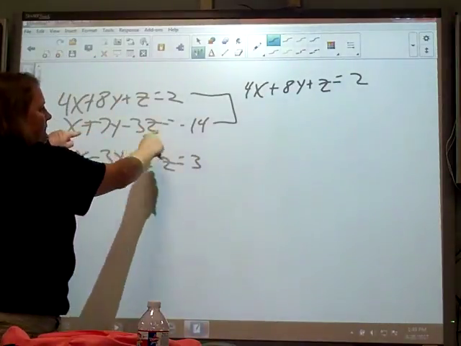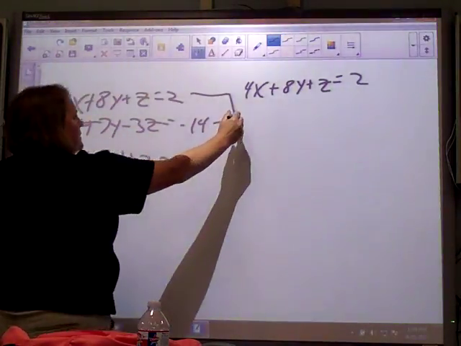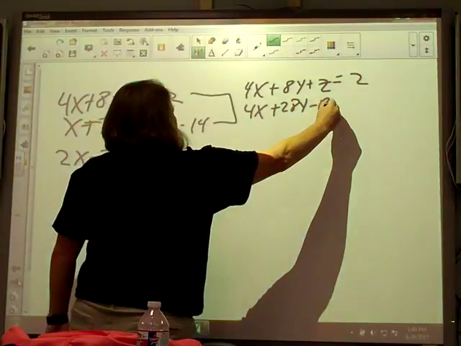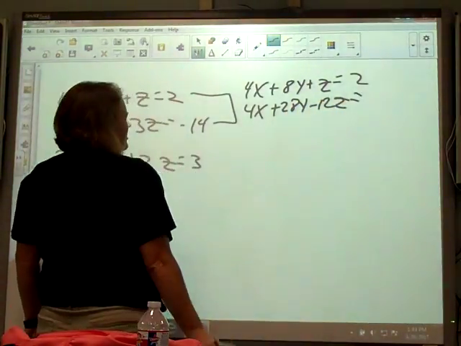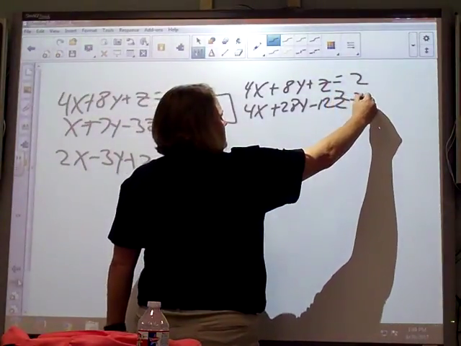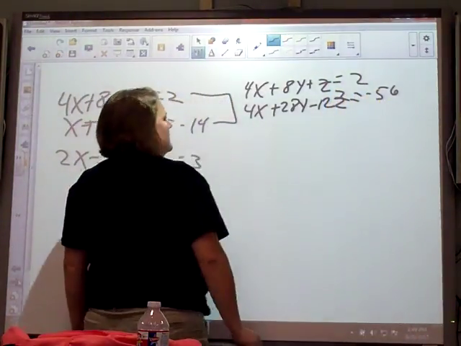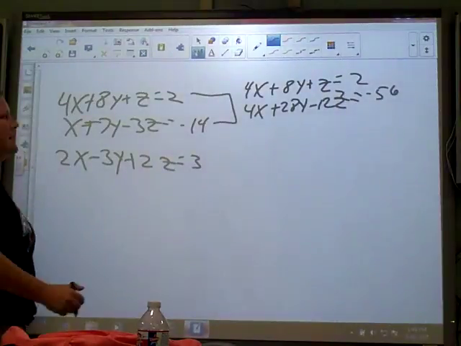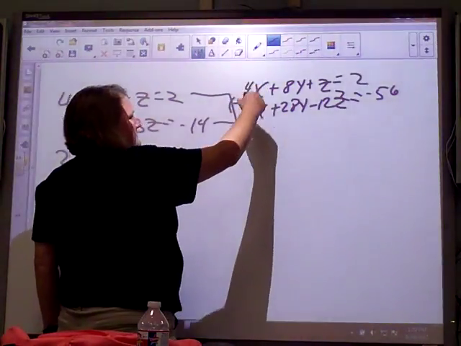Now we're distributing a 4 to this whole thing. 4x plus 28y minus 12z is equal to negative 56. Is that right? Yeah. Thank you, checker. Okay, my 4x's are same sign, so do I add or subtract? Subtract. 4x minus 4x is nothing.